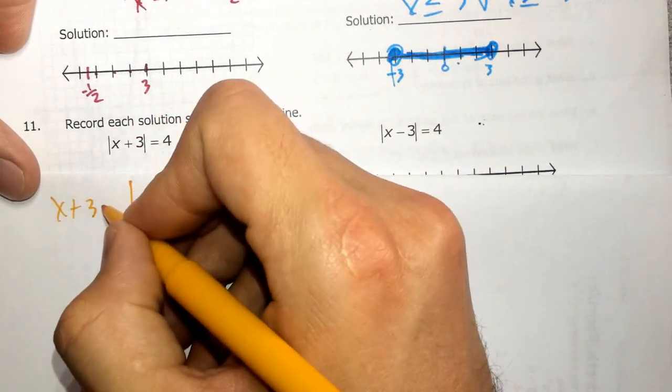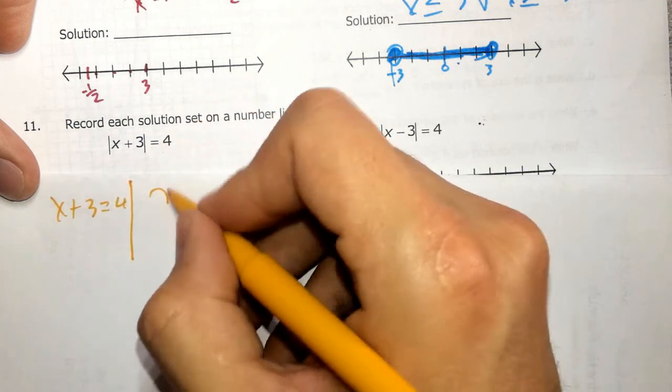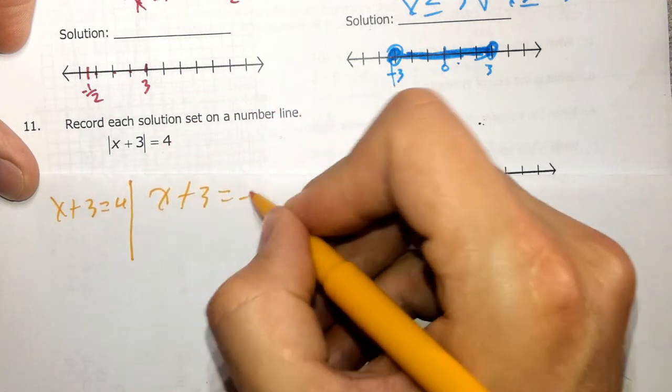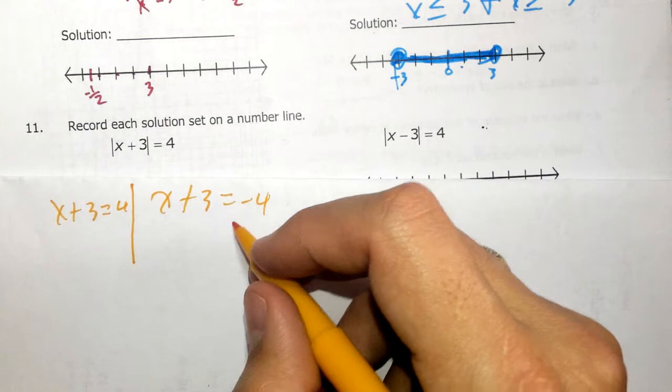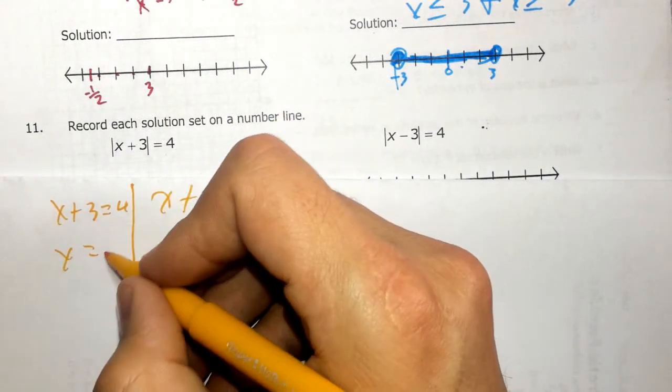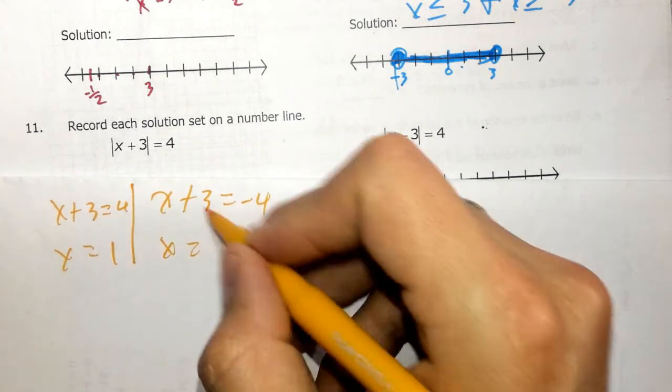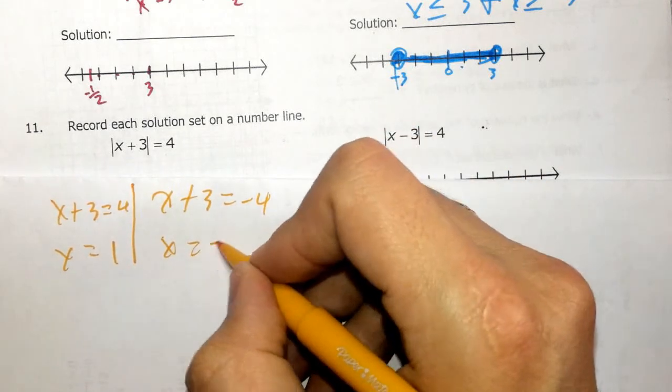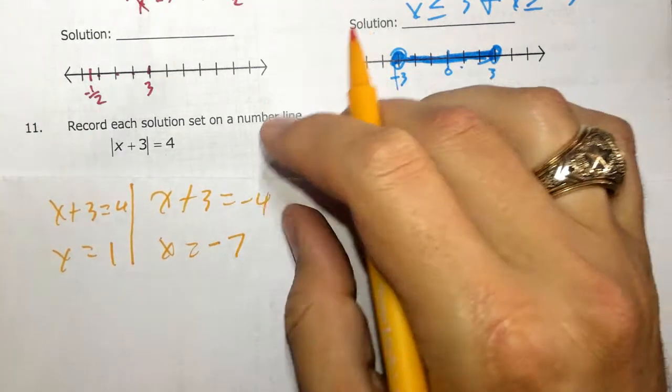x plus 3 is equal to 4. x plus 3 is equal to negative 4. Positive and negative 4. Subtract 3 from both sides. x is equal to 1. x is equal to, subtracting over here, negative 7.